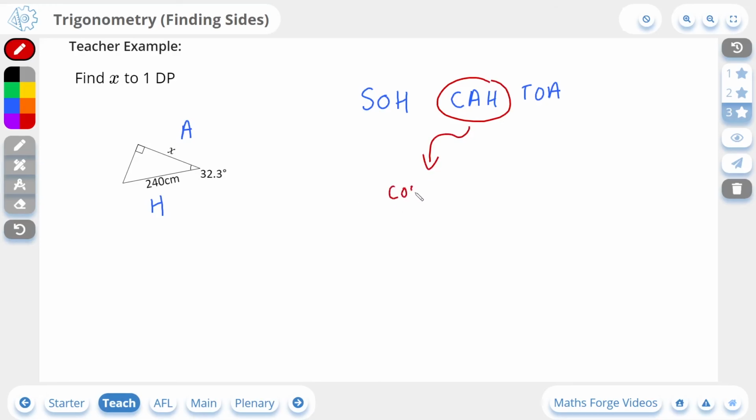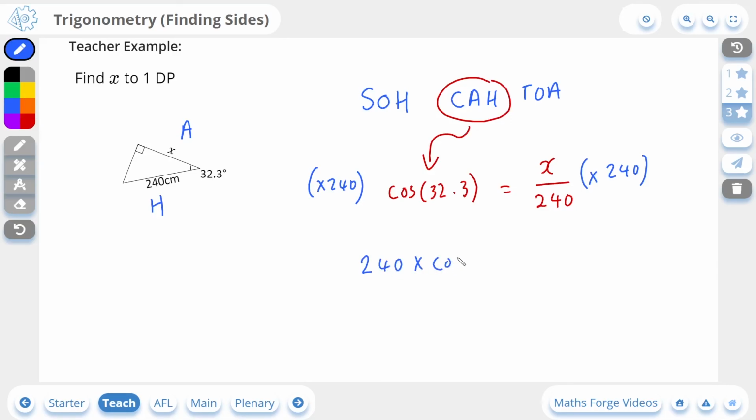So cos of 32.3, the angle, is equal to the adjacent over the hypotenuse. And in this case, the adjacent is x, and the hypotenuse is 240. So now to find x, this just becomes a matter of rearranging for x. It's currently being divided by 240, so we're going to multiply both sides by 240. This is going to give us 240 times cos of 32.3 on the left-hand side, and on the right-hand side, it's going to leave us with x.